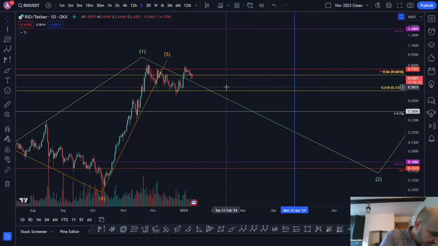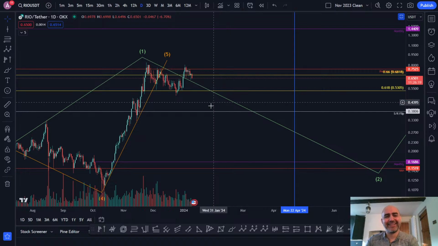Hold on a second. I was in a trade in Bitcoin and I didn't like it. It wasn't going anywhere. I just closed it at break even. It was taking too long.